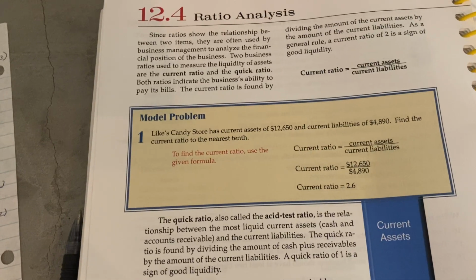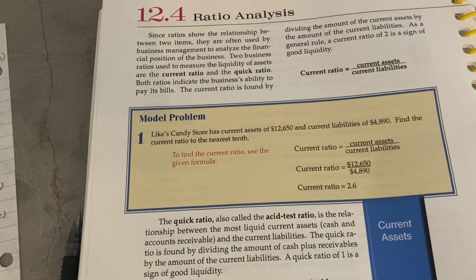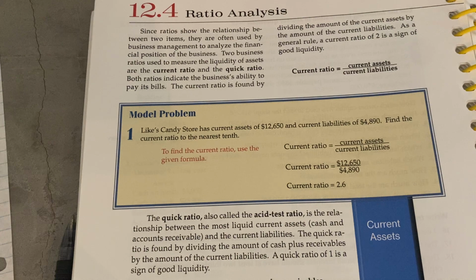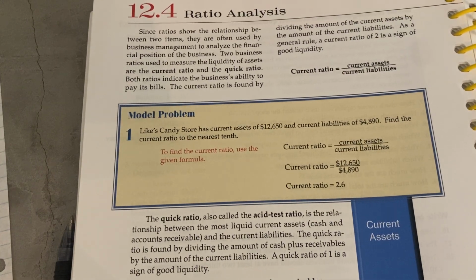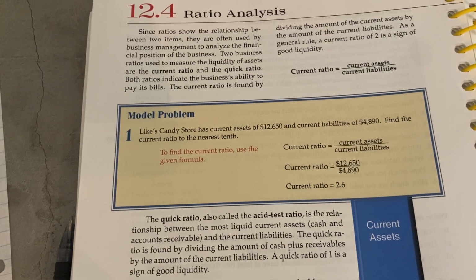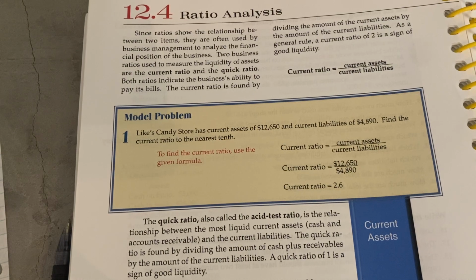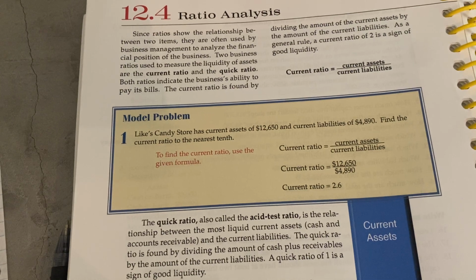So we're going on with the last chapter of your consumer math, chapter 12, and we're talking about ratio analysis. Just remember that ratios are percentages. Whenever you have to find a ratio, it turns into a fraction. You're comparing two items and then on to a percent. Since ratios show the relationship between two items, they are often used by business managers to analyze the financial position of the business. So they're looking at your ratio to analyze how your business is doing.